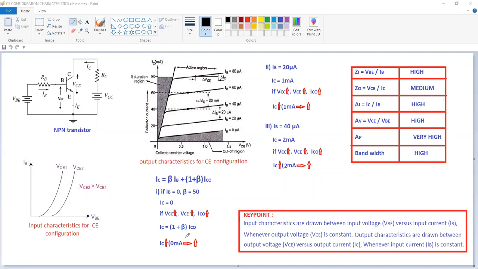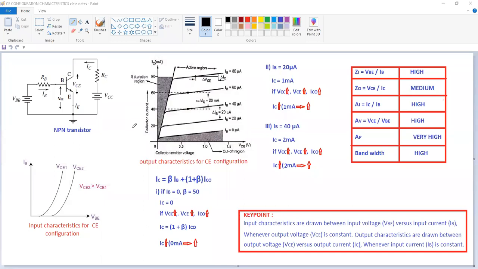I discussed this topic in my first class of your concept. Here, the base current is very, very less when compared to the emitter and collector. So that's why we take IB in terms of microamps. You have to remember this point: IB is in terms of microamps, whereas IC and IE both are in terms of milliamps. This is about the input characteristics of your common emitter configuration.